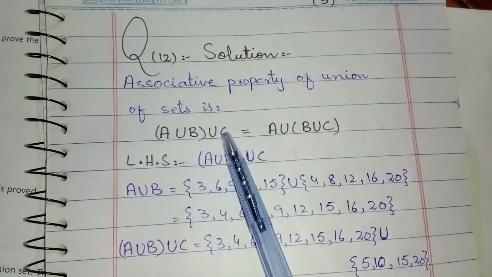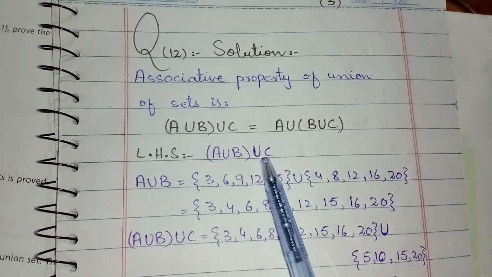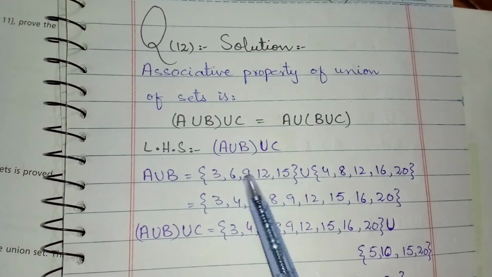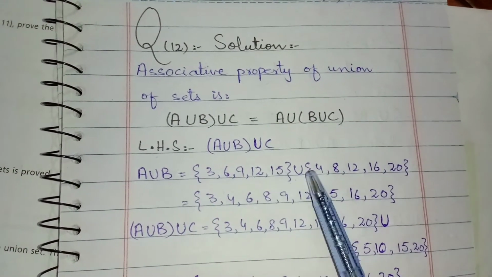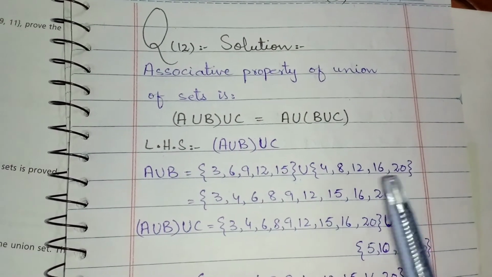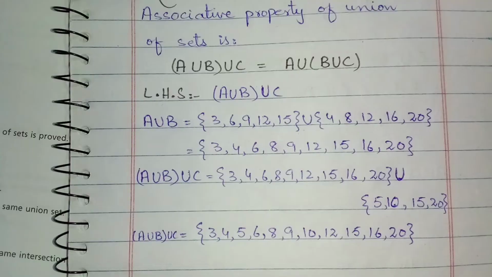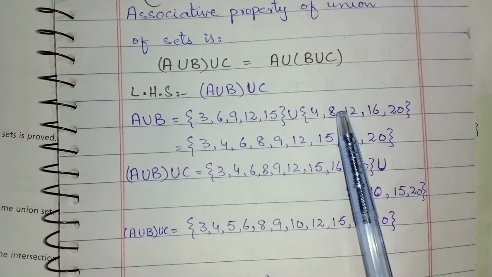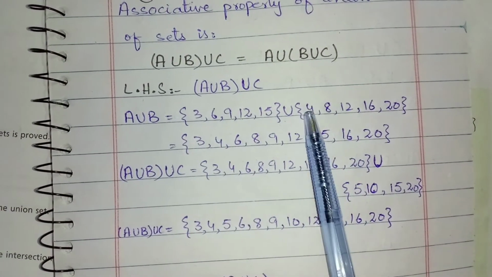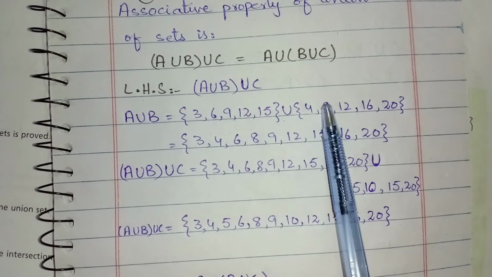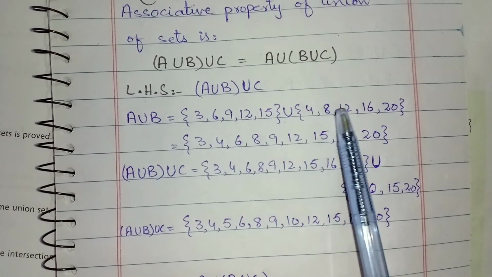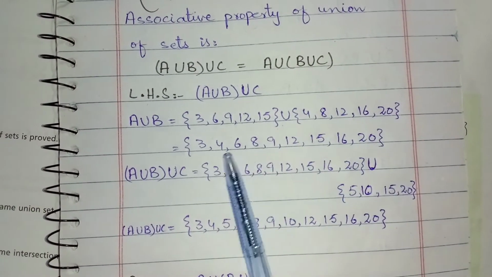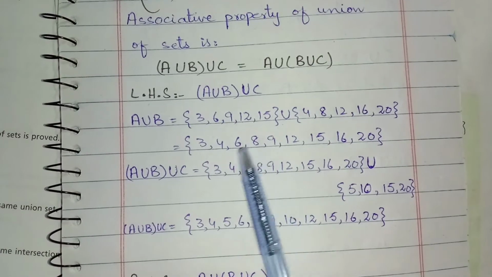Now we have to take the left hand side, (A union B) union C. First of all we have to find A union B. A is equal to 3, 6, 9, 12, 15 union B is equal to 4, 8, 12, 16 and 20. In the union we have to write all the elements which are contained in set A and also in set B. So that is 3, 4, 6, 8, 9, 12, 15, 16 and 20. All the elements that are contained in sets A and B are written in the union of A and B.